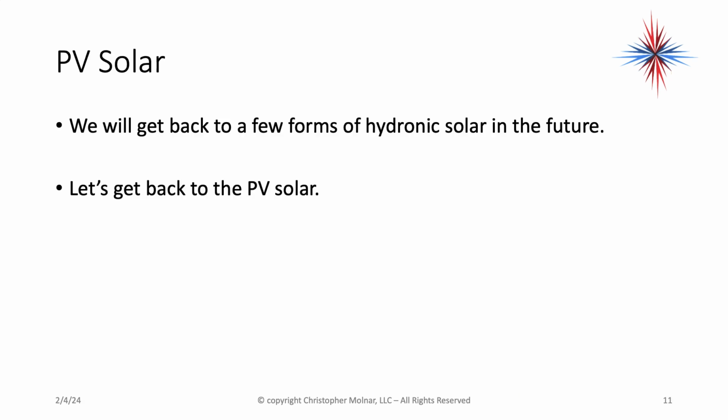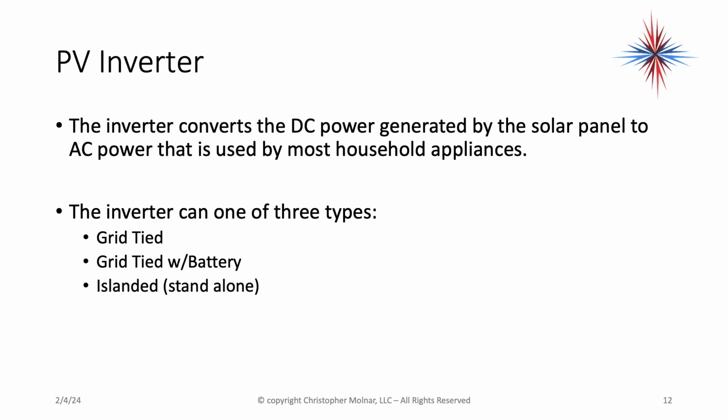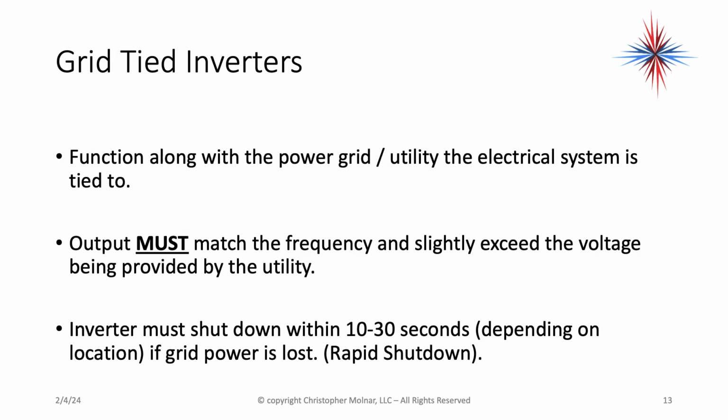Okay. The other type of solar, which we're going to spend more time on, is PV solar. The inverter converts the DC power that's generated by the solar panel to AC that is used by most household appliances. We can't dump DC power directly into the power grid or through the outlets in your house. The inverter can be one of three types. It can be grid-tied, it can be grid-tied with battery, or it can be islanded, which is basically a standalone or off-grid system.